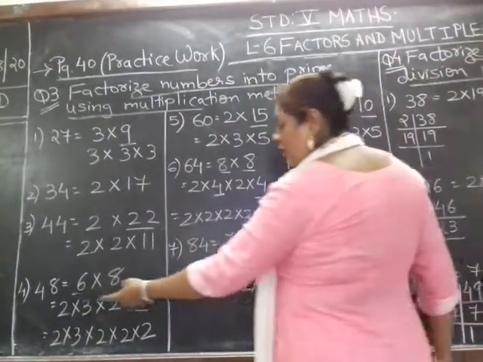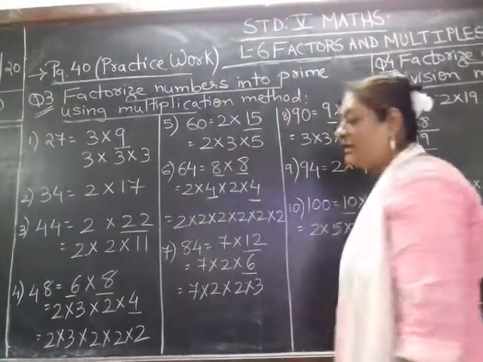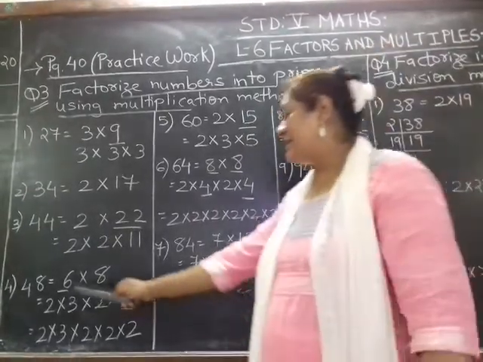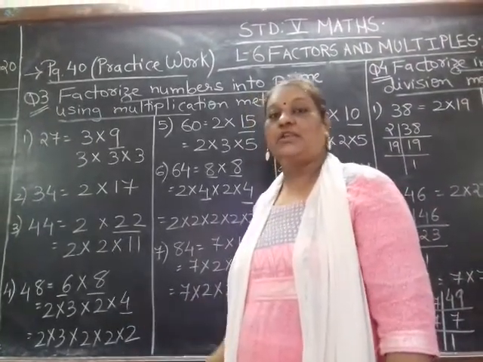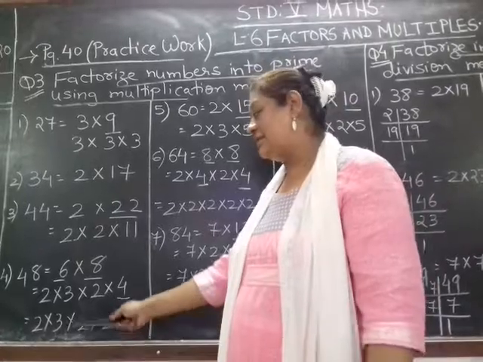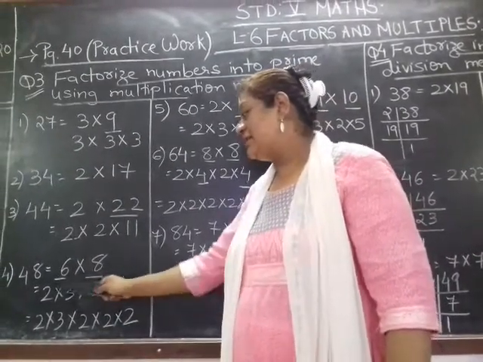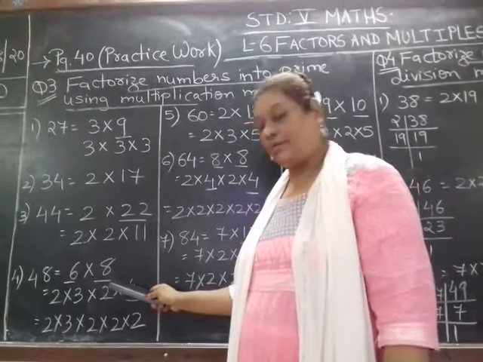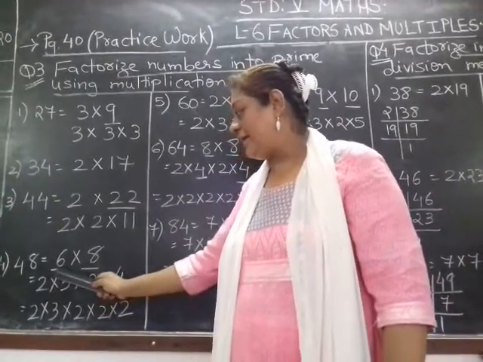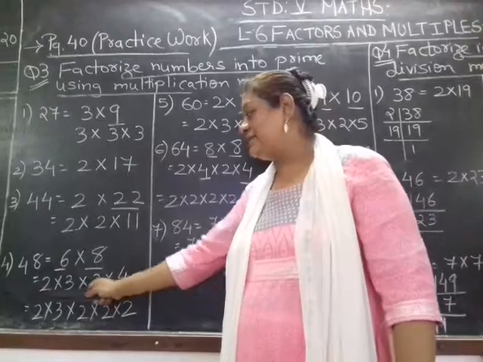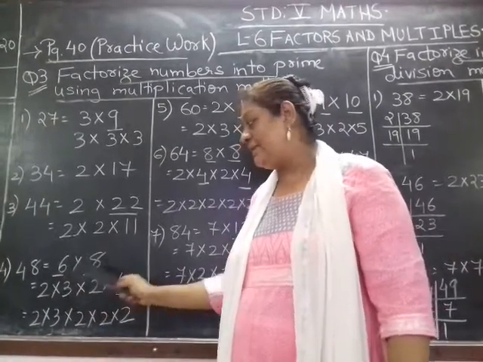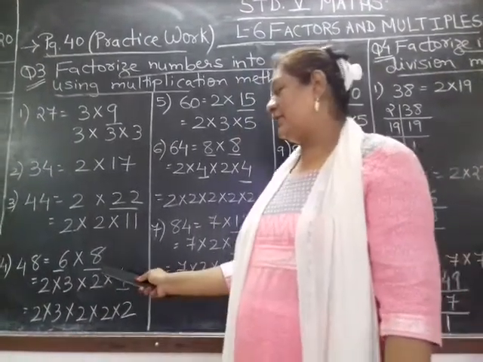The next sum is 48. Now which two numbers will multiply to get 48? 6 8s are 48. You can use 12 4s are 48 also. The answer is going to remain the same. 6 8s are 48. 6 and 8 both are composite numbers. So convert them into prime. Which two numbers will multiply to get 6? 2 3s are 6. Now 2 and 3 are prime. Here in 8, which two numbers will multiply to get 8?